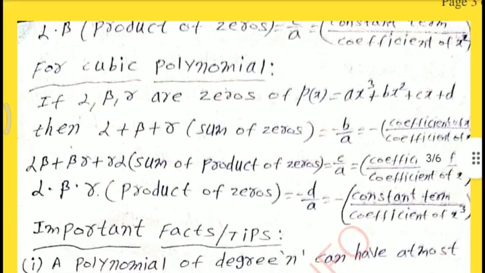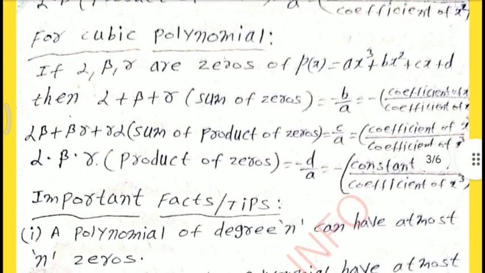For cubic polynomial, if alpha comma beta comma gamma are zeros of p of x is equal to ax cube plus bx square plus cx plus d, then alpha plus beta plus gamma, sum of zeros, is equal to minus b by a, which is equal to minus coefficient of x square by coefficient of x cube.